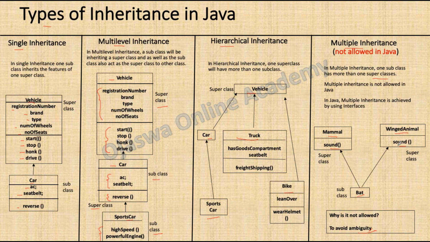So this was about types of inheritance. We are going to use these real life examples of vehicle to understand programming concepts. Let us write a program for single inheritance, multi-level inheritance and hierarchical inheritance.